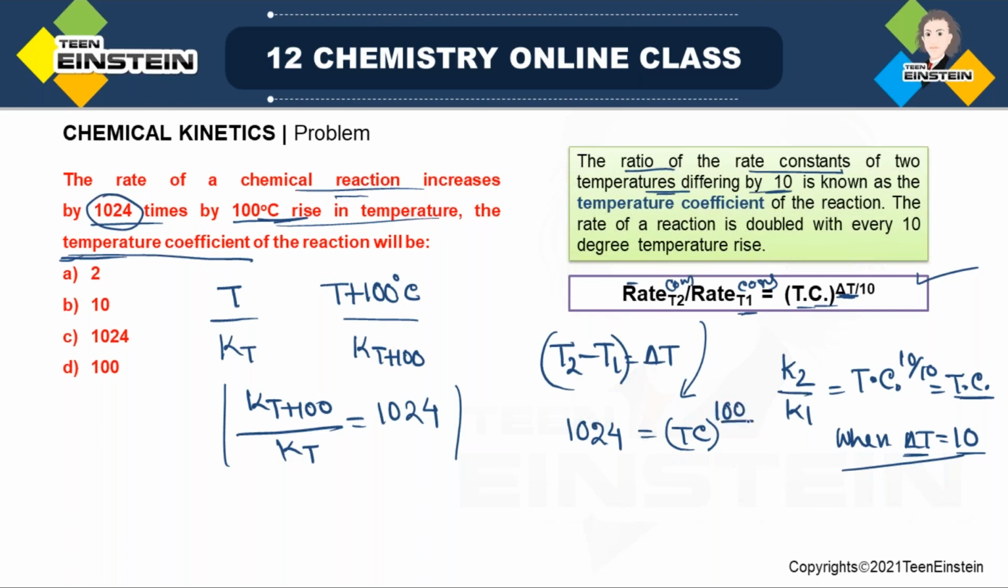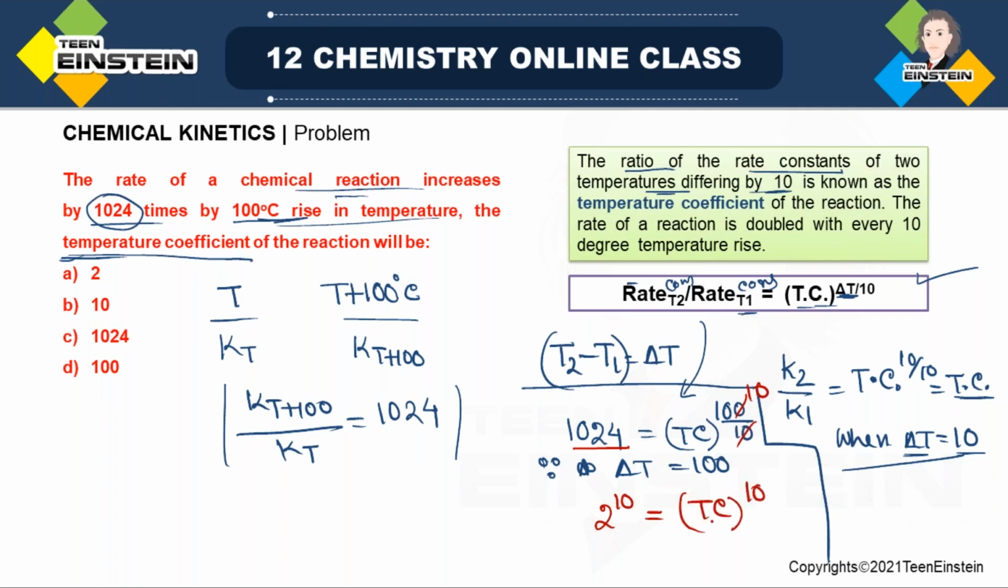So it is 100 divided by 10, because in our case del T is 100. Now in place of 1024, you can write 2 to the power 10, because 2 to the power 10 is actually equal to 1024. The reason I am doing so is that on the right hand side it is Tc to the power 10. When both have the same power, you can compare both sides, so 2 equals Tc. So the temperature coefficient is 2.